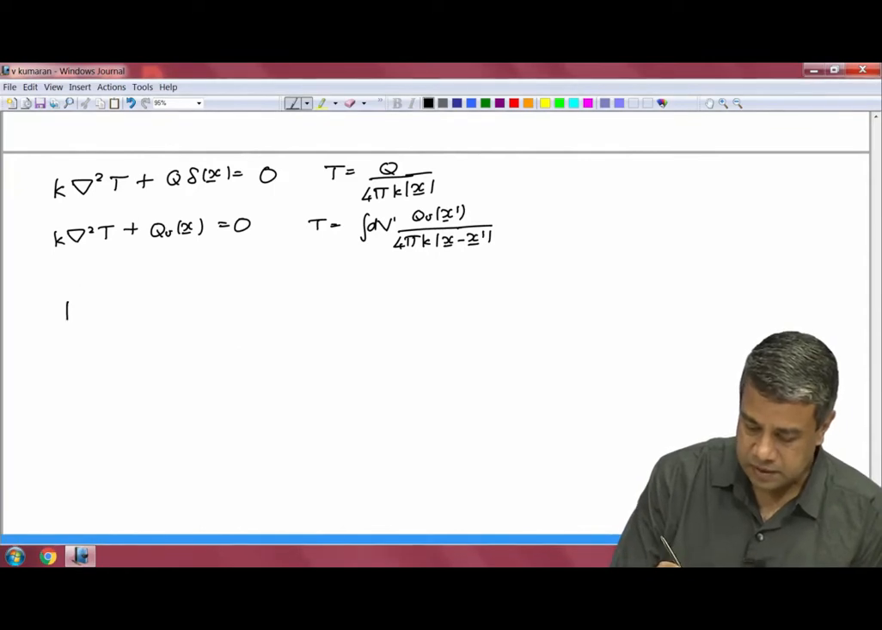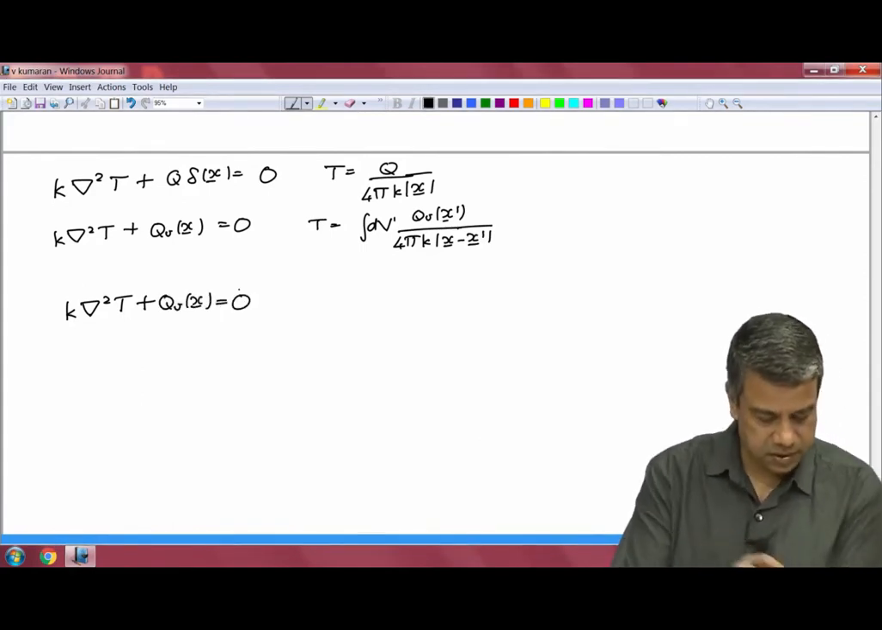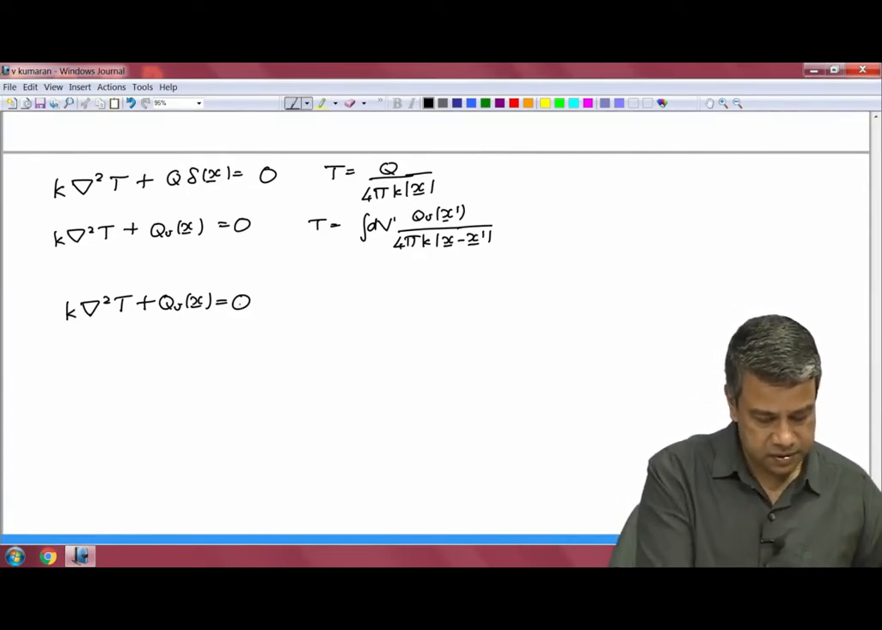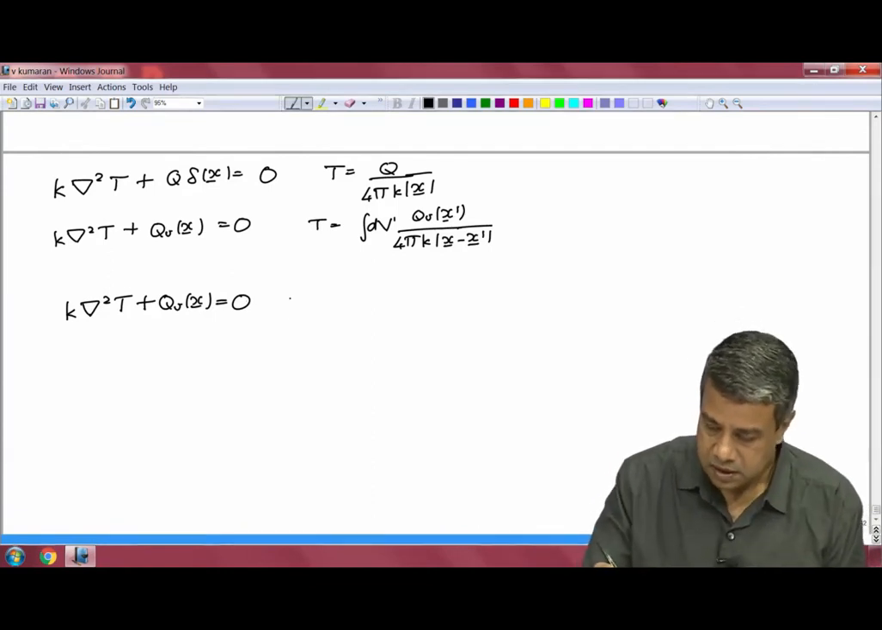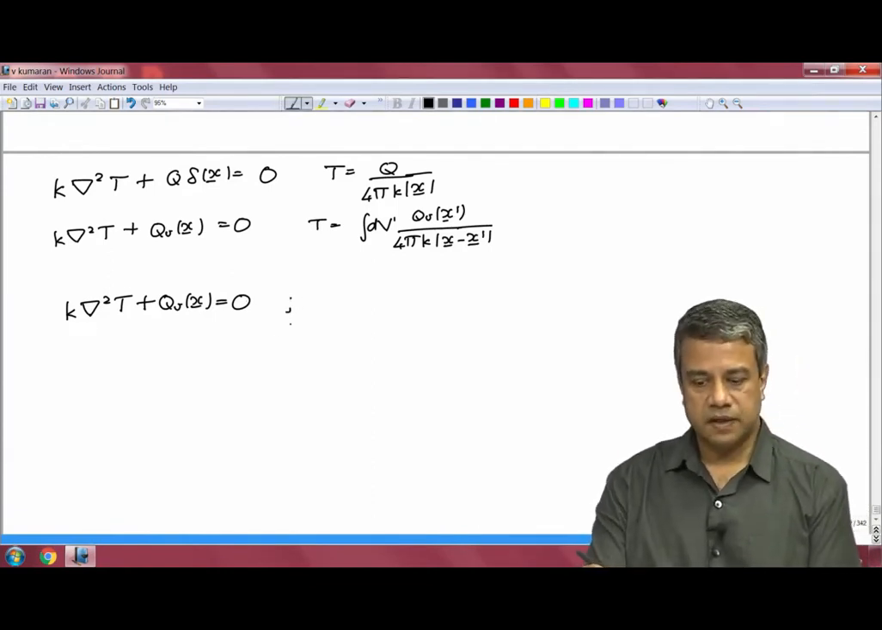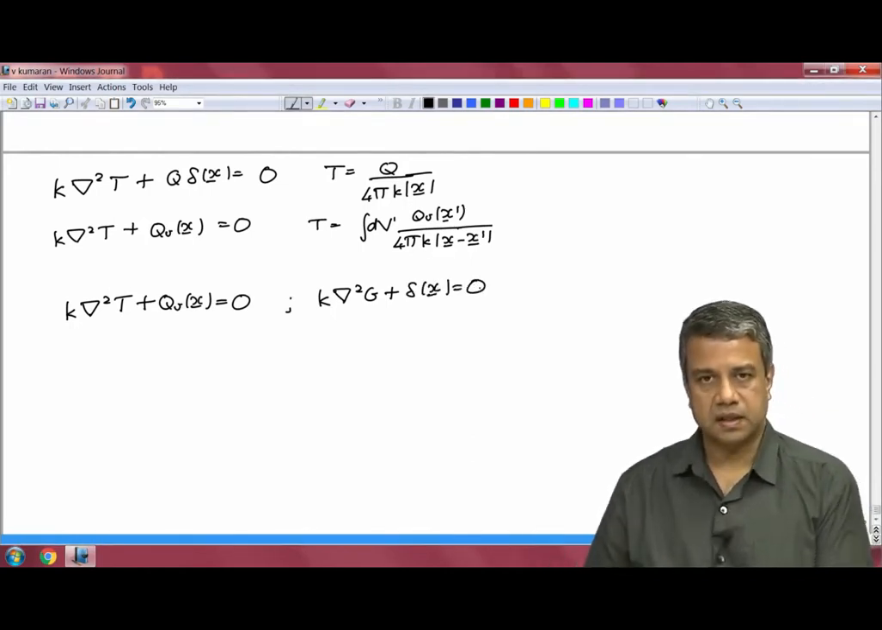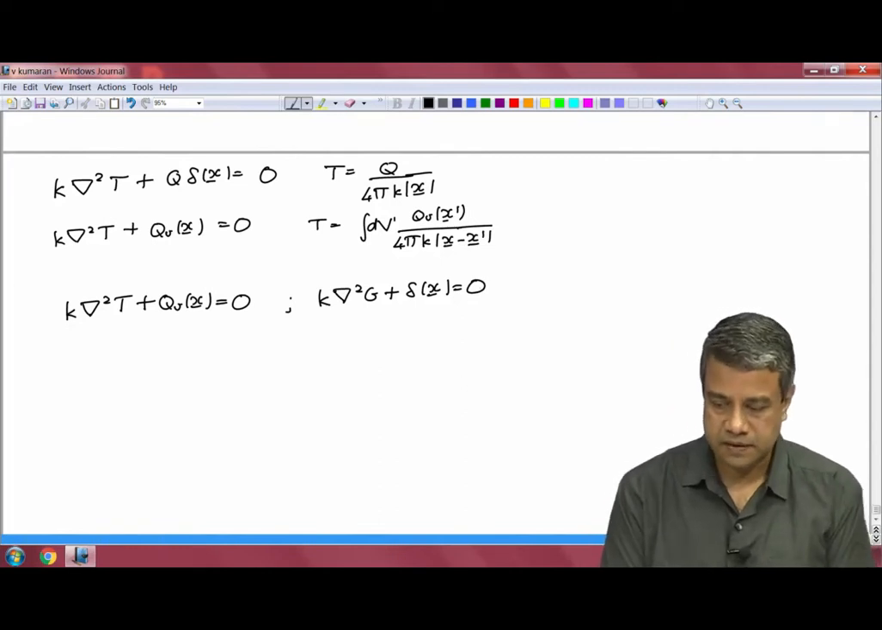Let us say I have a temperature field K del square T plus QV of x is equal to 0. I define a temperature field for a Green's function, K del square G plus delta of x is equal to 0.